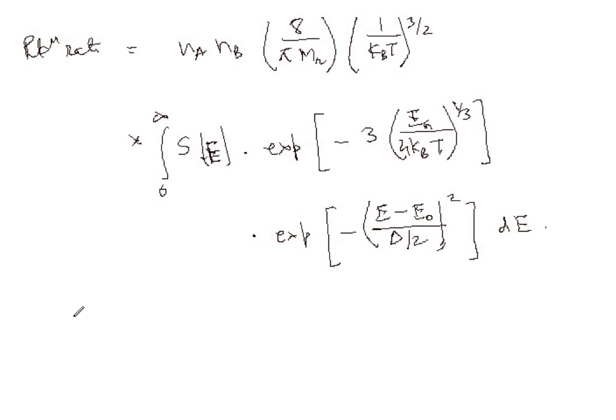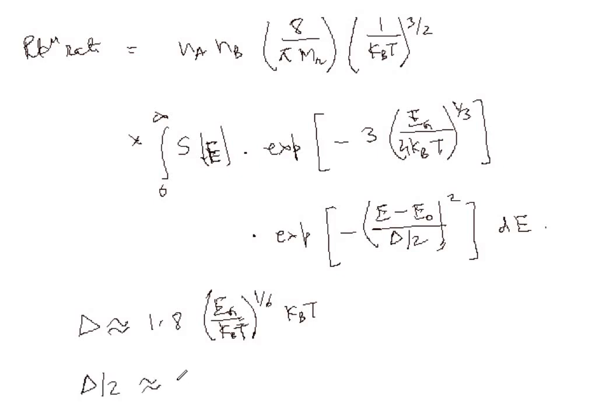Now this gamma width can also be written, sometimes we write it like this, (Eg by kBT) to the power 1/6 into kBT. And what about the half width? Basically the half width is approximately equal to (Eg by kBT) to the power 1/6 into just kBT.